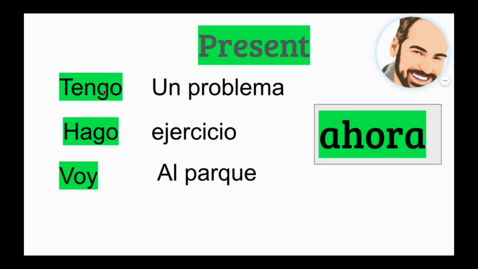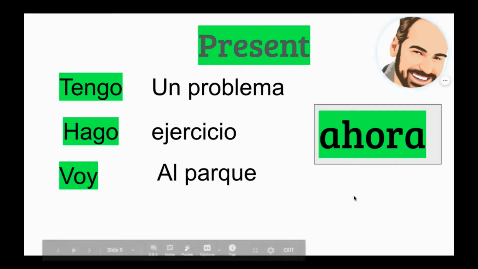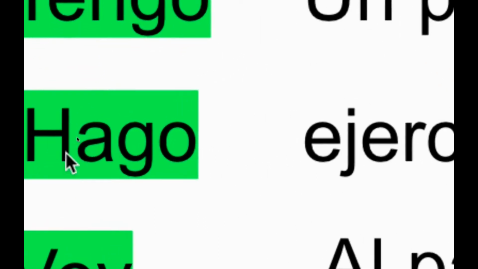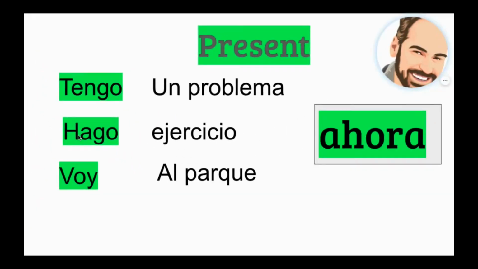For the present, we can use these three verbs as well. Tengo un problema. I have a problem. When? Now. Ahora. Hago ejercicio. This one is really, really important. Hago ejercicio. I do exercise. When? Now. Ahora. Voy al parque. I go to the park. When? Now. Ahora.